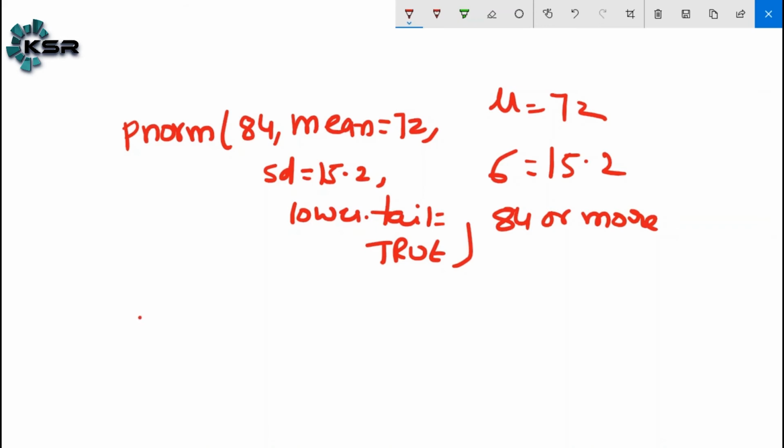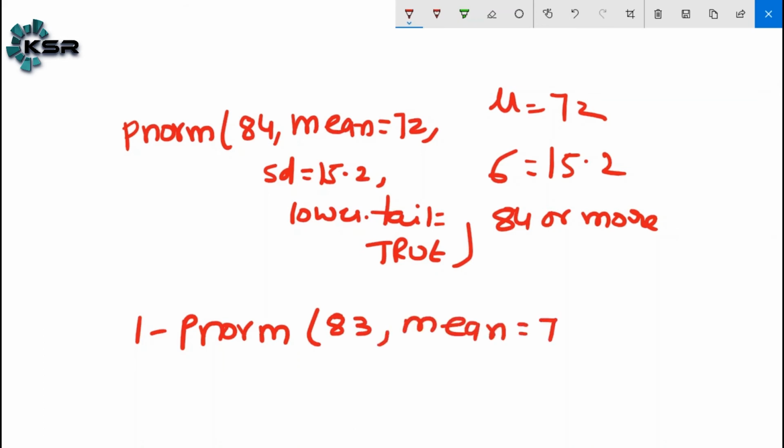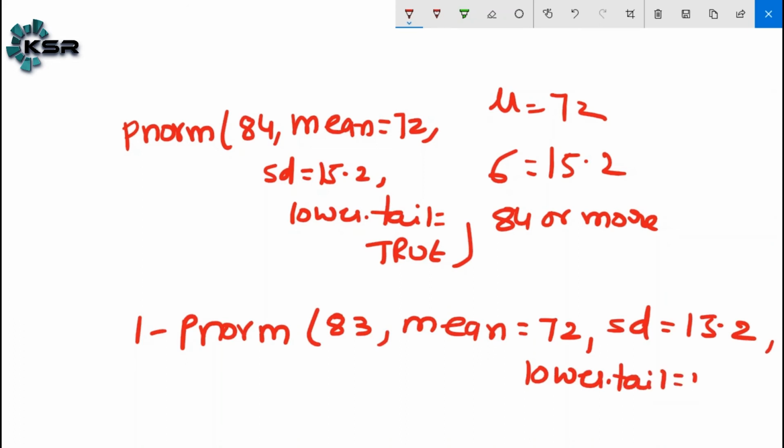So can I write like this? 1 minus pnorm of 83, mean is equal to 72, SD is equal to 15.2, lower.tail is equal to true. So in this case, what happens? 1 means the total probability should be equal to 1, minus this. The question asks for 84 or more than 84, so that means we don't consider 83 or less.